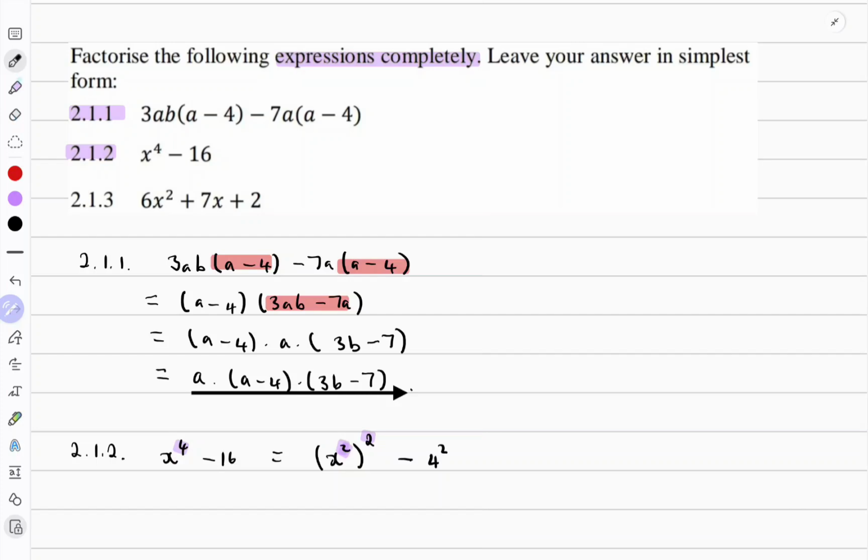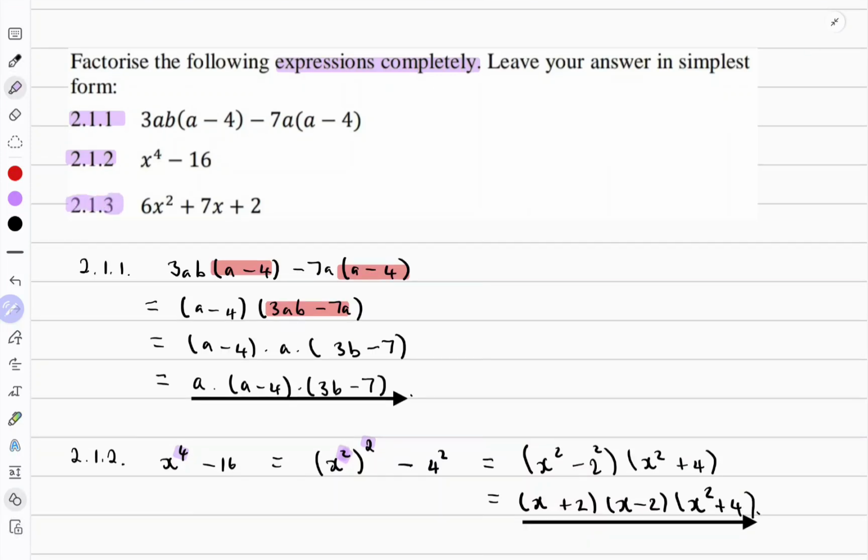So now you have the difference of squares. So this can be written as x squared minus 4, x squared plus 4. So now again, the first factor, you have the difference of squares. So this 4 can be written as 2 squared. So this is the same as x plus 2, x minus 2, x squared plus 4.